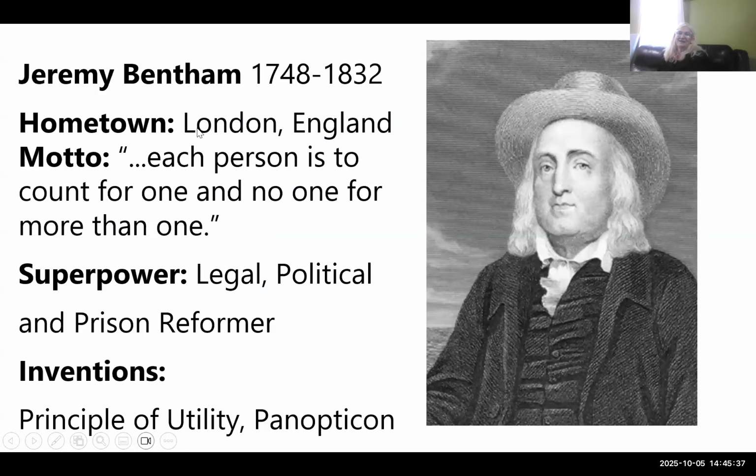So let's get started. First, I'm just going to vaguely introduce you to our two main characters, Jeremy Bentham and John Stuart Mill. So Jeremy Bentham was born in 1748 and died in 1832 and was a Londoner. One of the main aspects of his theory is his egalitarianism. He said each person is to count for one and no one for more than one.